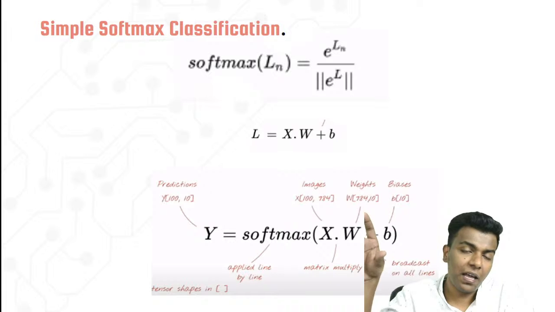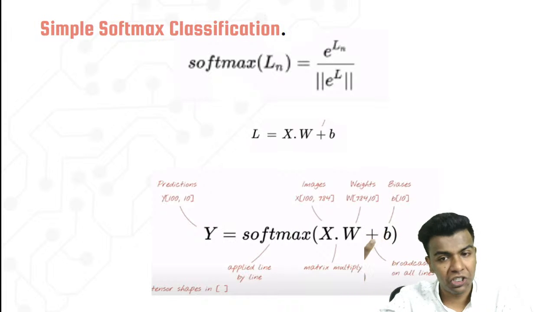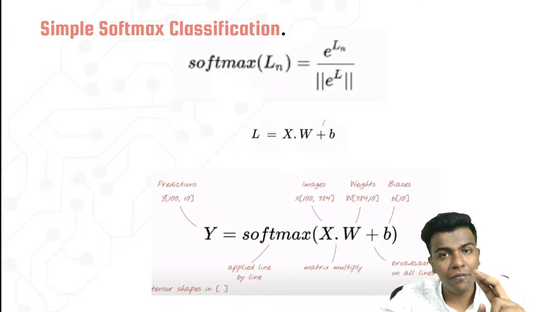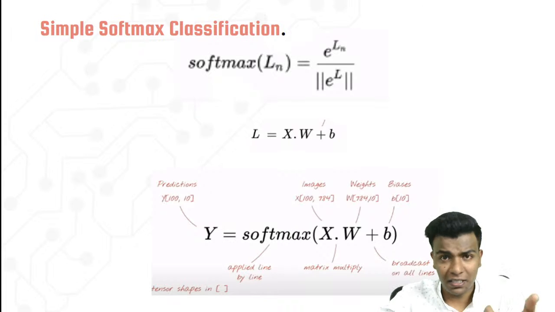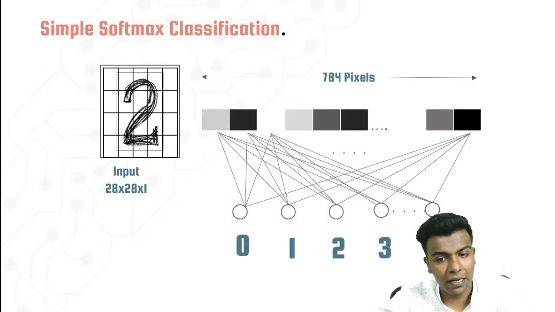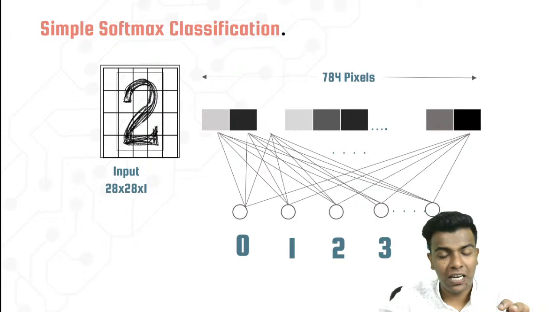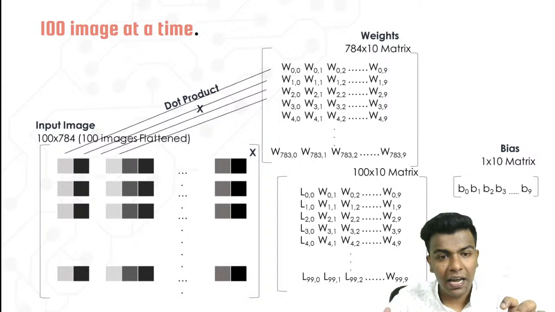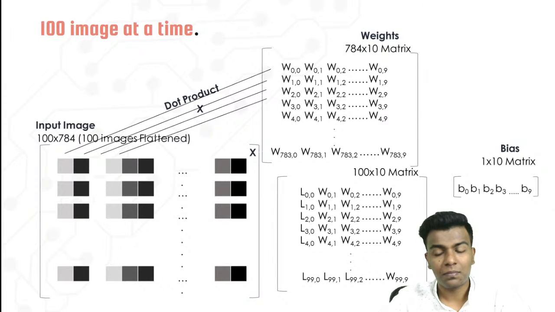So 10 neurons will be there, and on those 10 neurons we get the predictions. That's the output. I hope you all remember the formula: the product of x and w, plus b. x is the input image, w is all the weights, and b is all the biases. We'll see these in detail. Here we have done it for only a single image, which contains 28 cross 28 pixels. But let us take 100 images at a time.